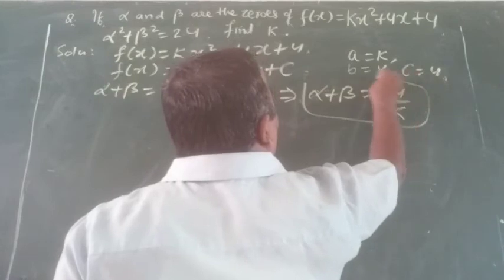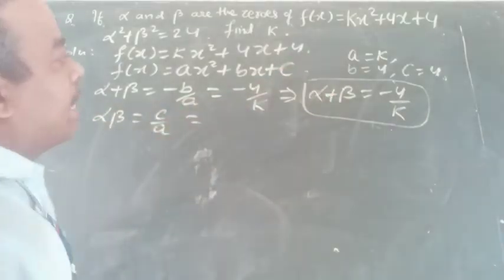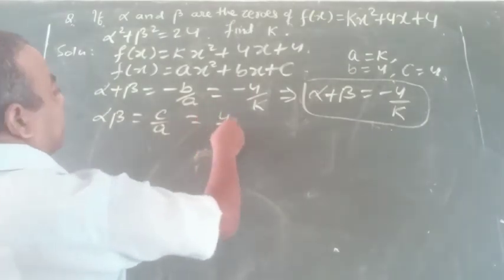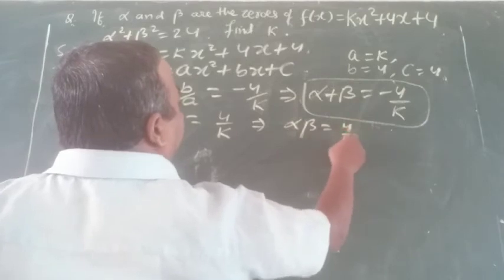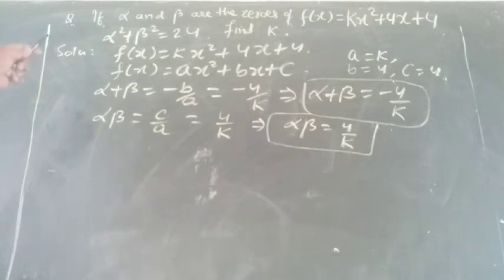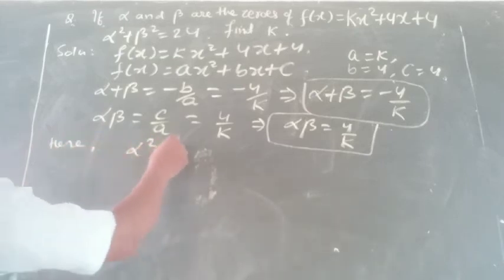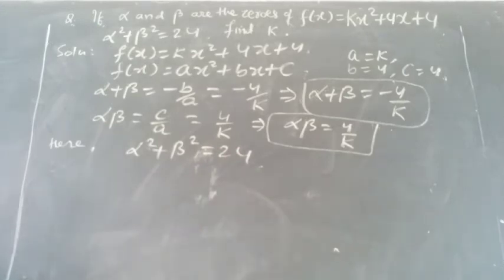Okay. Now alpha into beta will be c by a. C is 4 and a is k, so 4 by k. So alpha into beta equal to 4 by k. This is the second relation. Now we have to use alpha square plus beta square equal to 24. Here the condition is given: alpha square plus beta square equal to 24. From this relation I have to find the value of k.